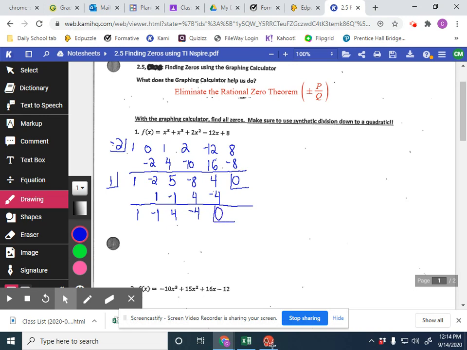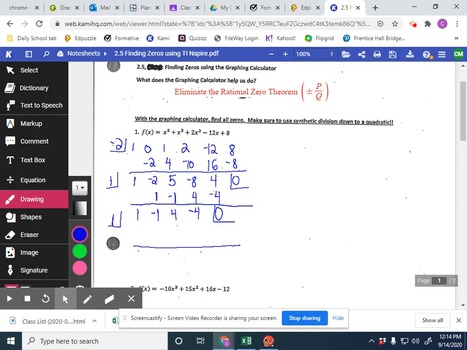So this is 1x to the 4th minus x cubed plus 4x squared. Actually, excuse me, this is x cubed minus x squared plus 4x minus 4. Now I have to do synthetic division 1 more time to get this bottom line to be a quadratic. So I'm going to put 1 in there because that's a double root. There was a bounce on the graph.